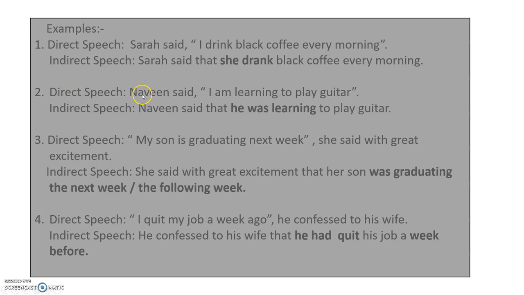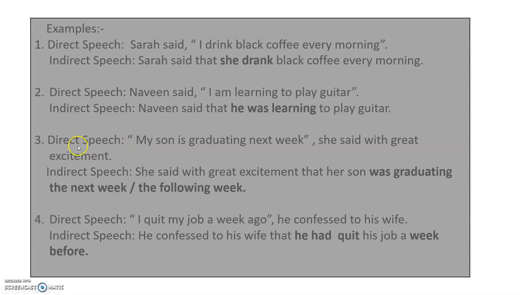You have the direct speech: Naveen said, "I am learning to play guitar." So how will you write this in indirect now? Naveen said that he, you see, because it's Naveen, so it's the boy. So he was learning. "Am learning" becomes "was learning to play guitar."